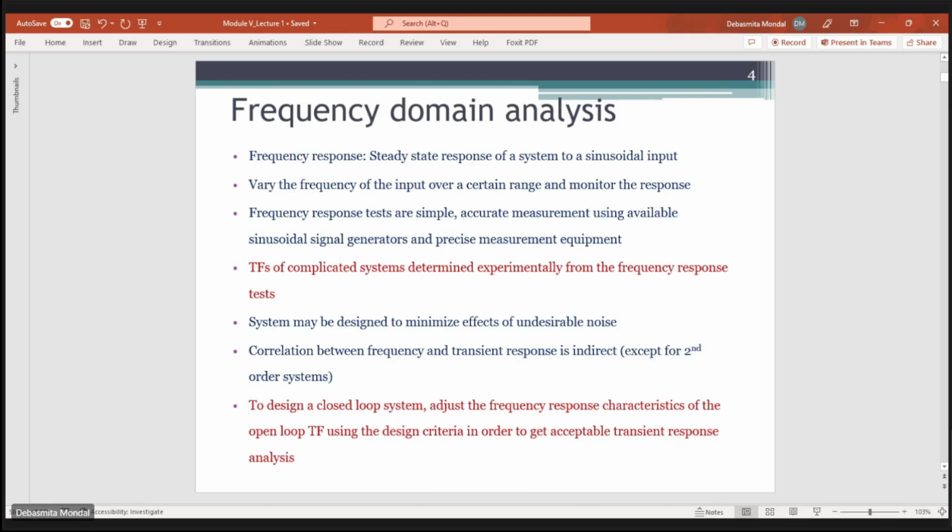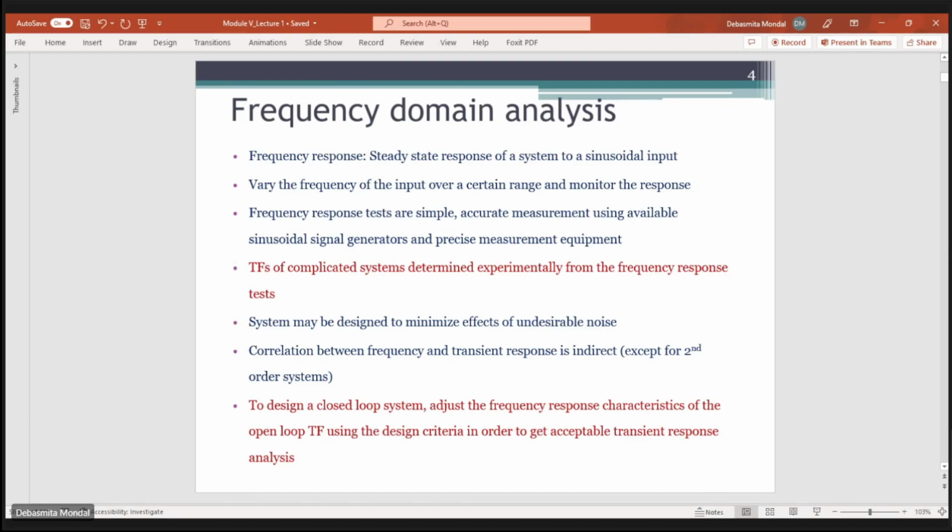But if you analyze the system in the frequency domain, then the analysis procedure becomes much simpler, and it can be done using very simple instruments like sinusoidal signal generators and very precise measurement instruments.